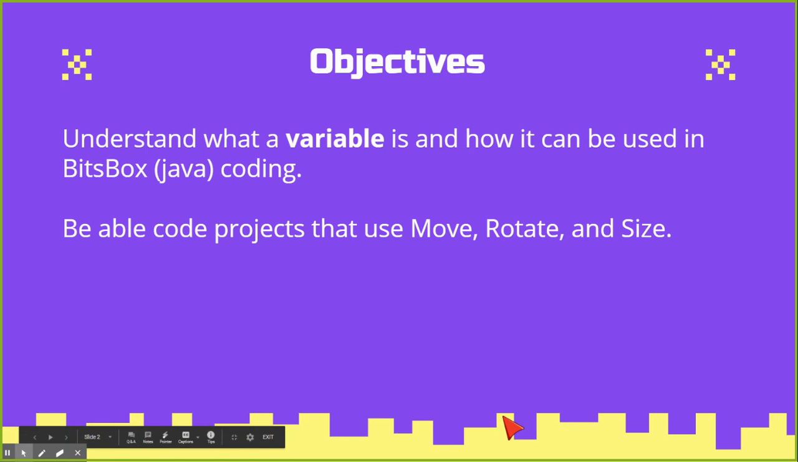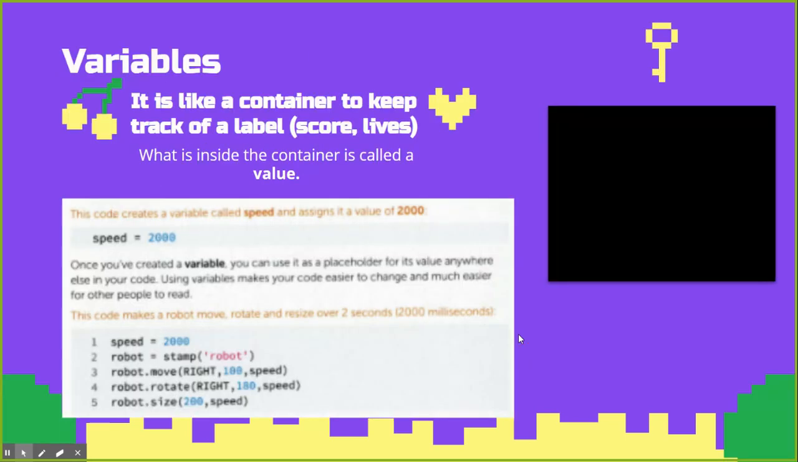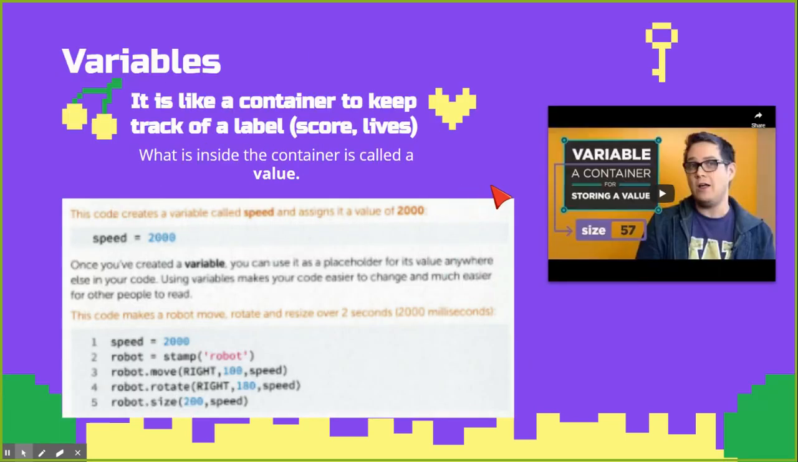Objectives: understand what a variable is and how it can be used in BitsBox or Java coding, and be able to code projects that use move, rotate, and size. A variable is like a container to keep track of a label, score, lives, things like that. When you're playing video games, that's a variable, anytime you're keeping score or watching for lives. What is inside the container is called a value.